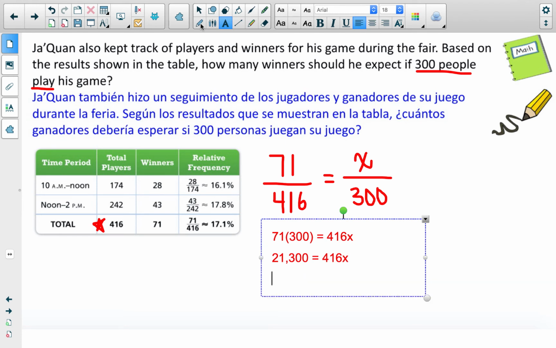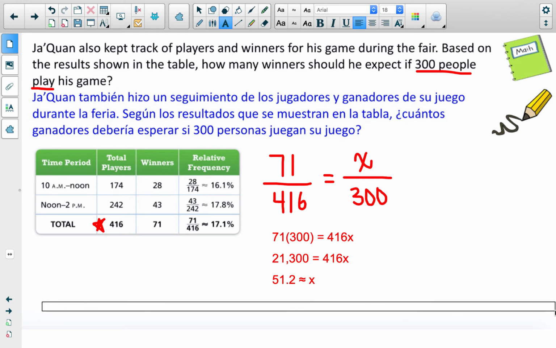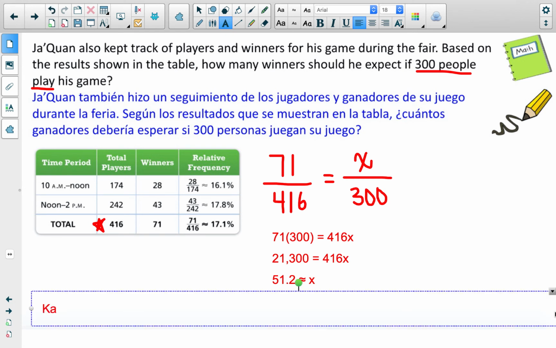And that gets me a value of approximately 51. So what does that mean? That means Jaquan should expect about 51 winners if 300 people play his game.